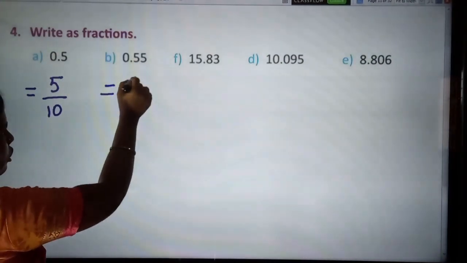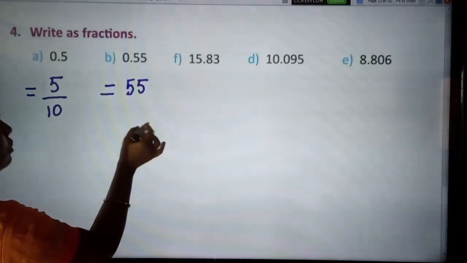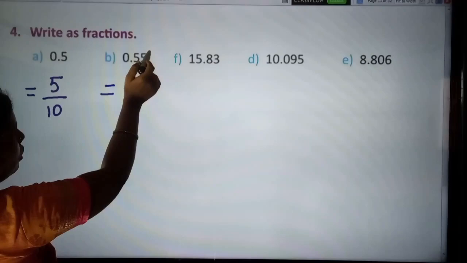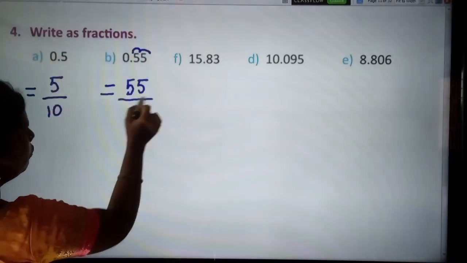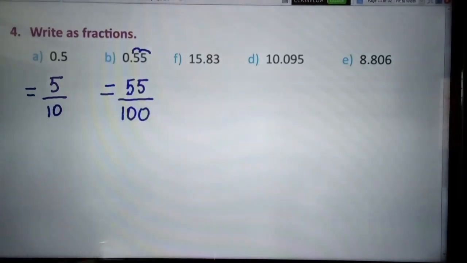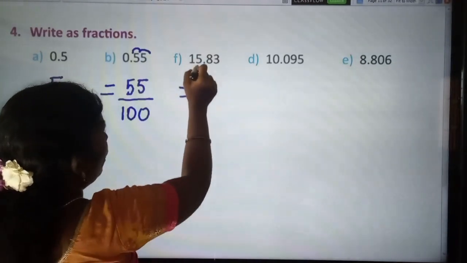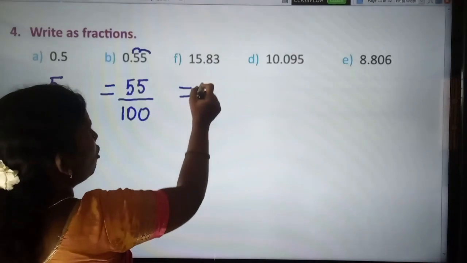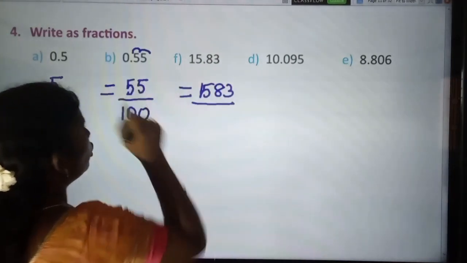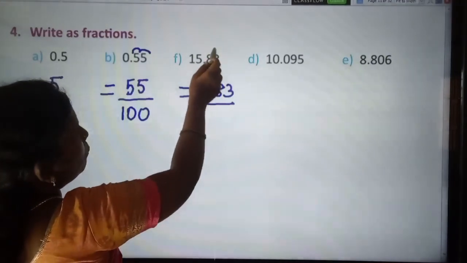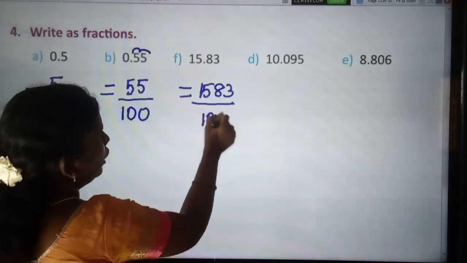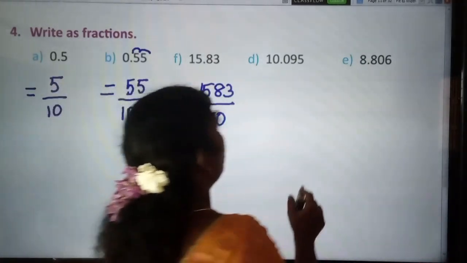55. We have to write the number as it is. Then the decimal point is before two numbers, so we have to put two zeros in the denominator. The same way here, whatever number is given, we write it as it is, 1583. In the denominator, how many numbers come after the decimal point? Only two numbers. Hence we are putting only two zeros in the denominator.